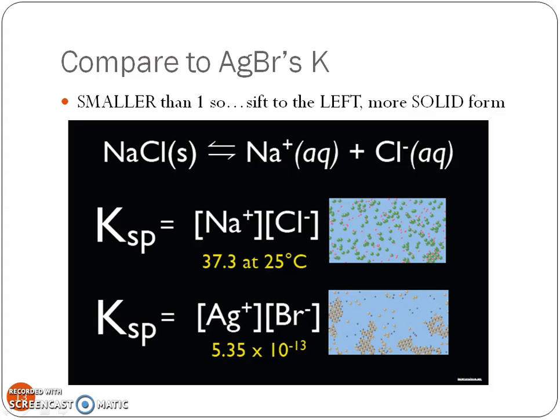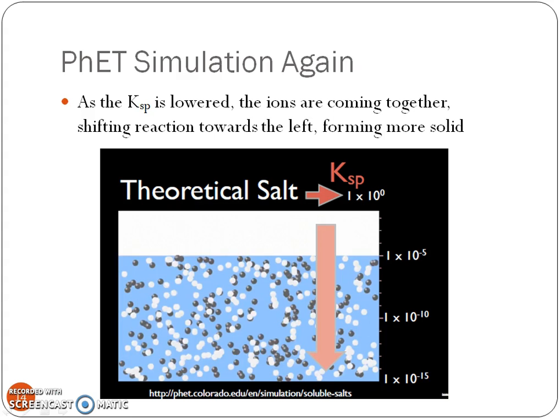So again, he's comparing different values, and we want to remember that every single salt has its own solubility at a certain temperature. So we want to remember that K, even though it's a constant, can change because of temperature. Again, he did another PhET simulation telling you as the KSP is lowered, those ions are coming more and more together, forming more and more solid.